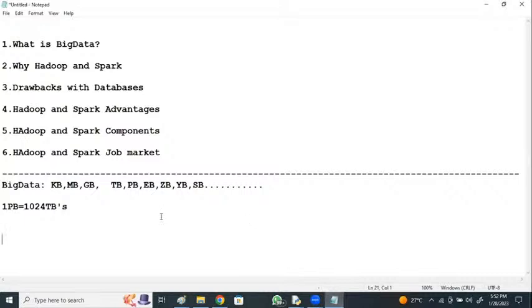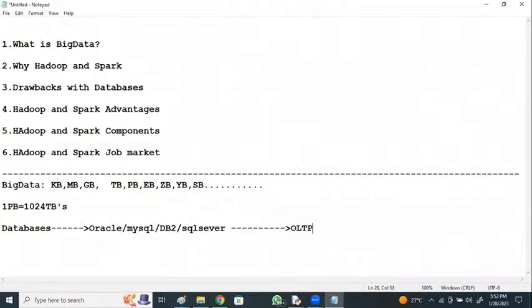Currently we have databases like Oracle, MySQL, DB2, SQL Server, right? All these databases are used for OLTP, online transactional processing, for day-to-day operations, right?